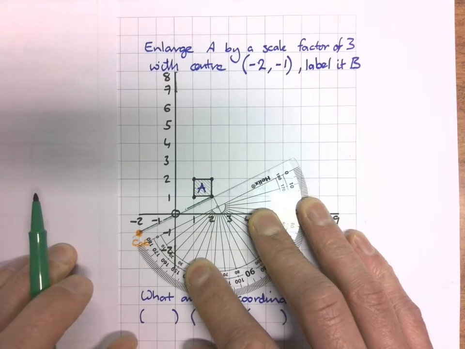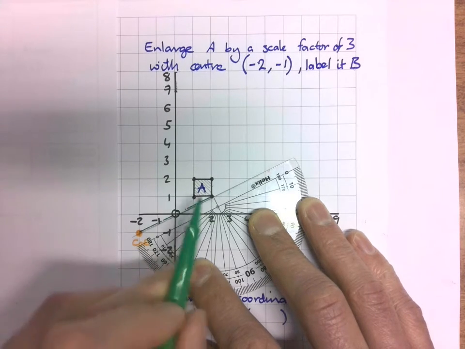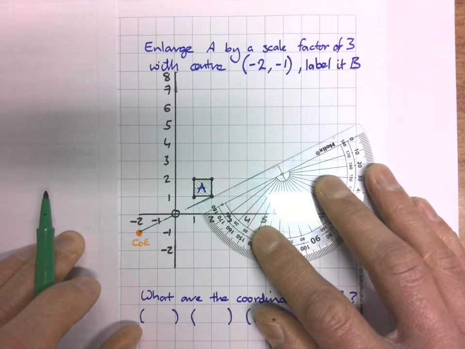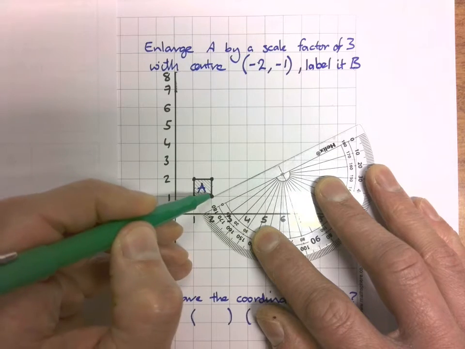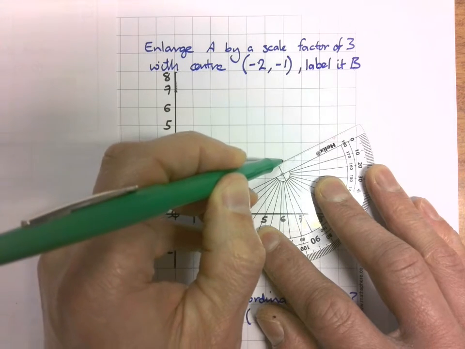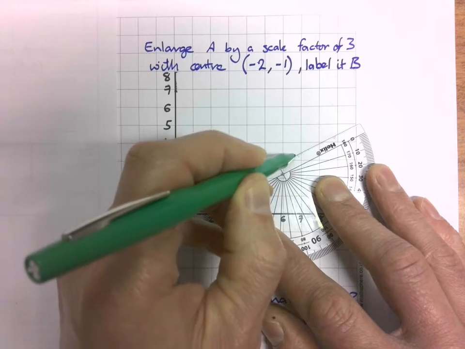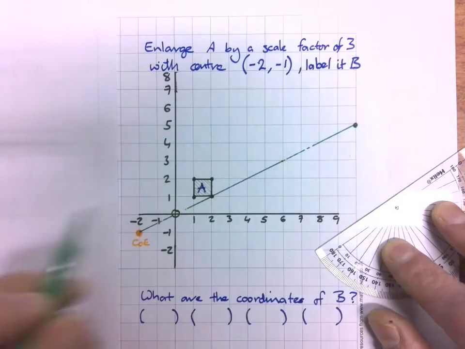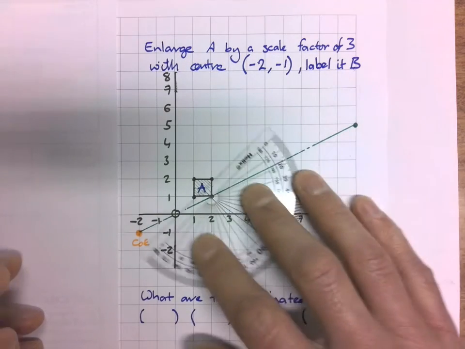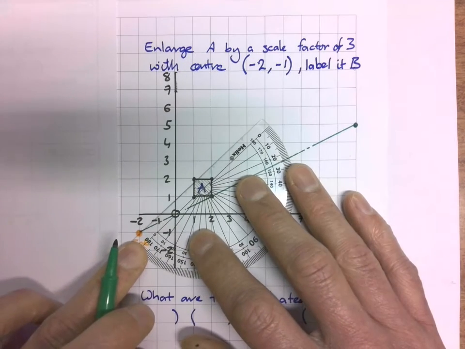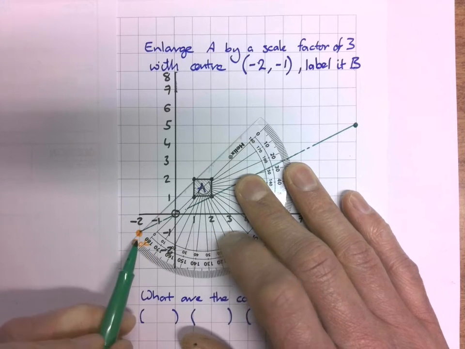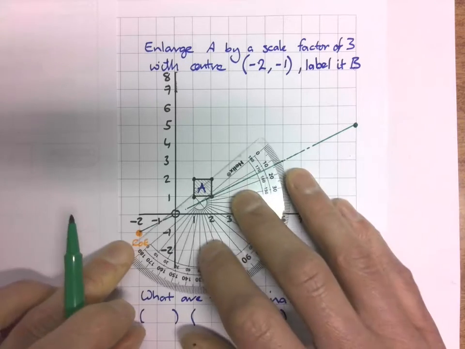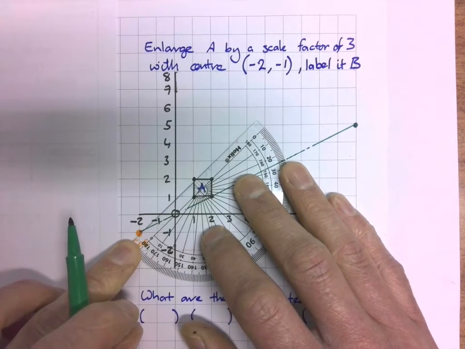Okay, 4 along, 2 up. Now we're on a scale factor of 3, so I need to make this green line 3 times as long. So I need to go another 4 along and 2 up, and another 4 along and 2 up, and that is where that one is going to end up. And do that for another point over here. So here we're going to be going 1, 2, 3 along, 1, 2, 3 up. So it's 3 along and 3 up each time.